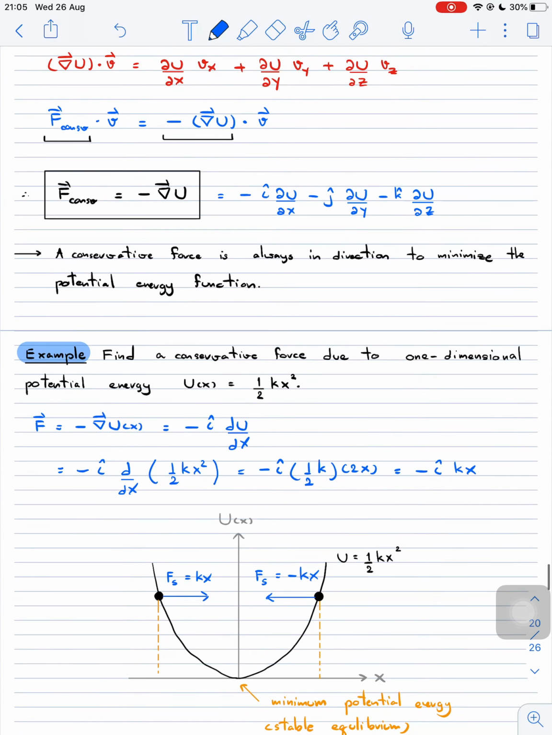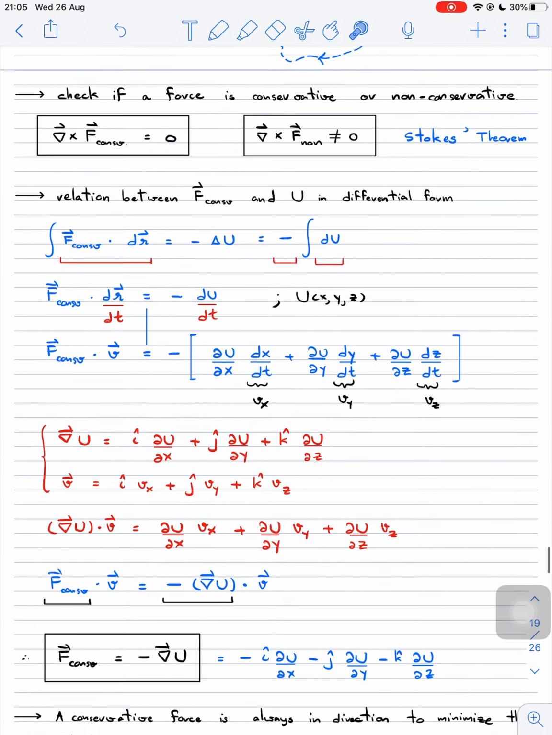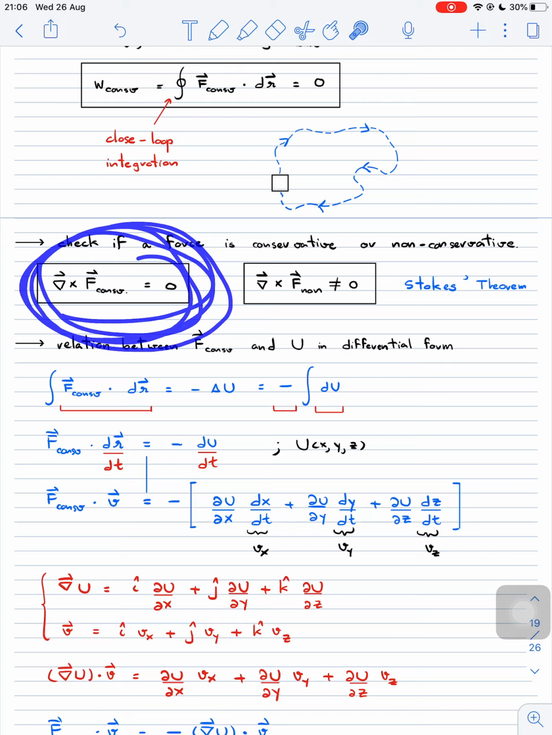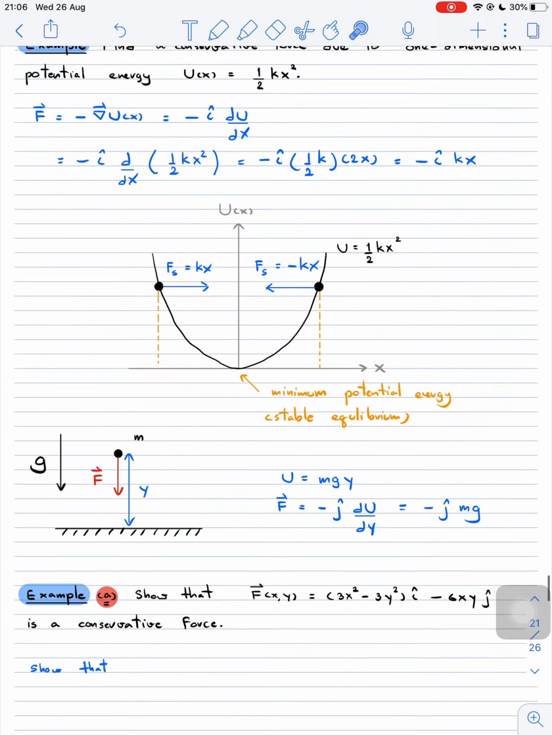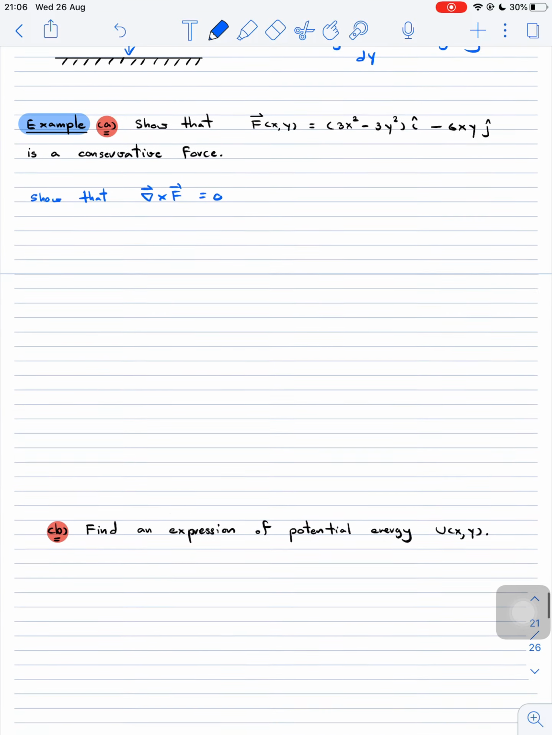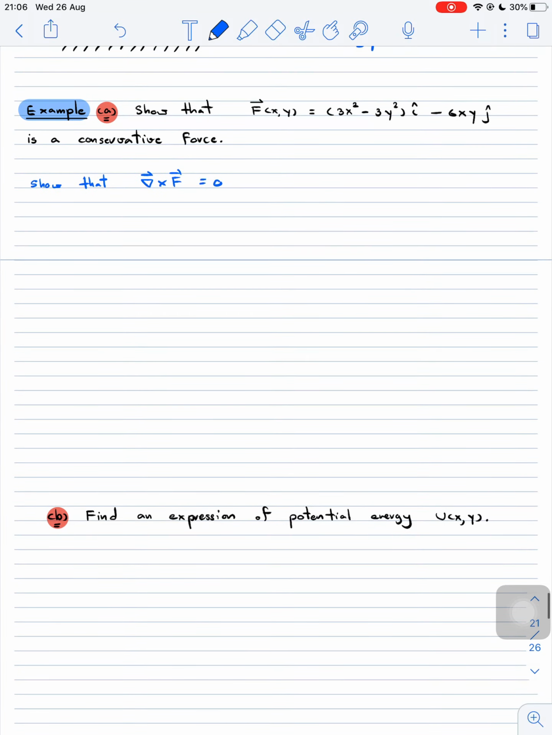as I mentioned before, if the force is conservative, it means that the curl of this force must be equal to 0. But if the force is non-conservative, then the curl of this force is not equal to 0. So we need to derive this one. We need to show that the curl of F equals 0.